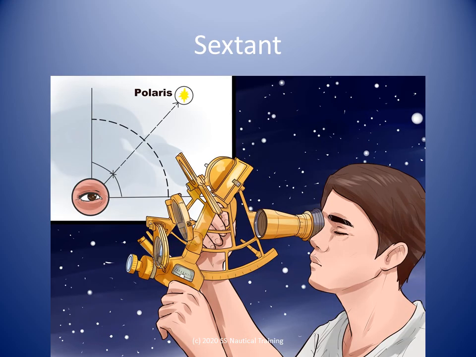The sextant can be used on the coast to measure vertical sextant angles that yield a distance off a charted object. The sextant can also be used to measure horizontal sextant angles between charted objects to get a position line.